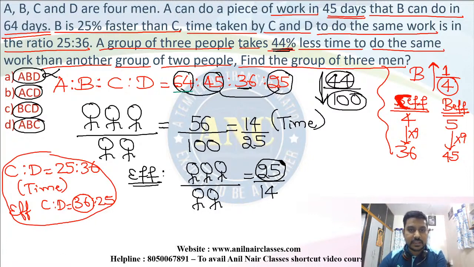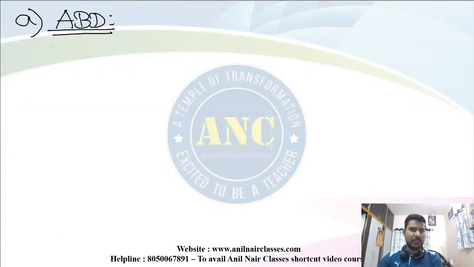A is 64. C is 36. 100. 100 plus D is 25. 125. So this may be the possible answer, right? So the first option is ruled out. The second option is ACD, which I am considering.